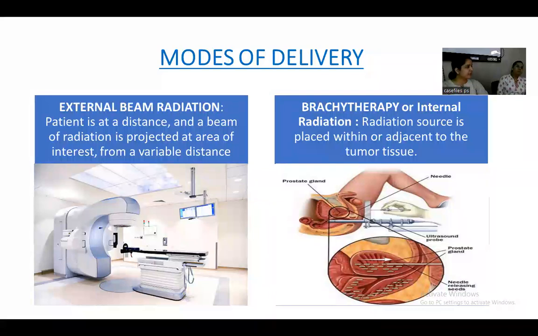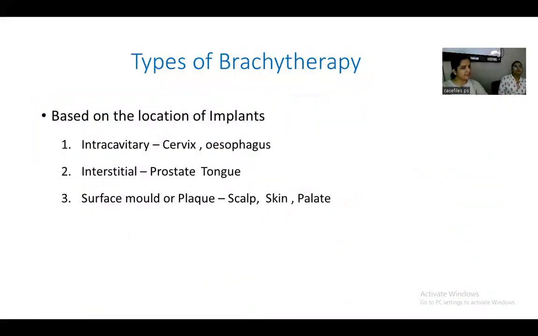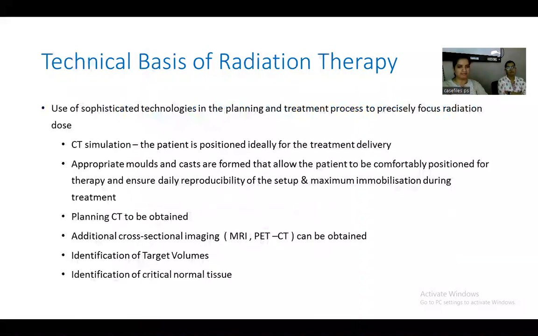Brachytherapy, or internal radiation, is a mode of delivery in which the radiation source is placed within the organ of the patient, where the tumor is irradiated. The types of brachytherapy can be based on the location of the implants. These can be intracavitary, interstitial, and surface modes. Intracavitary can be used in carcinomas such as cervix and esophageal. Interstitial brachytherapy techniques can be used for prostate and tongue carcinomas. And surface modes can be kept on the scalp, skin, palate for the respective cancers.